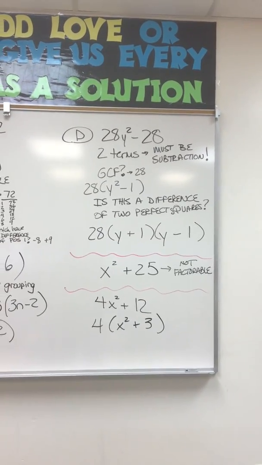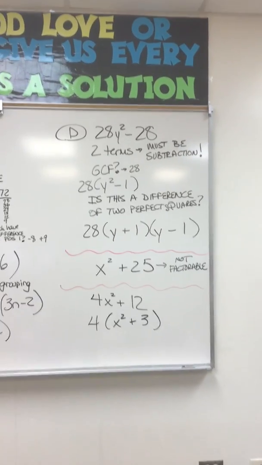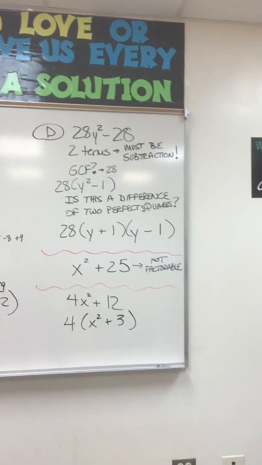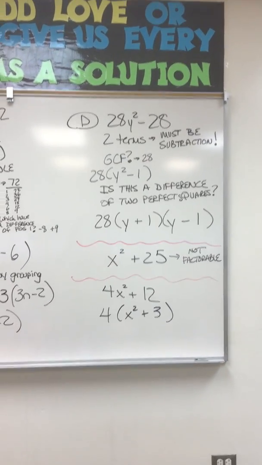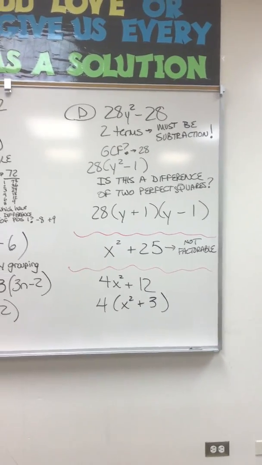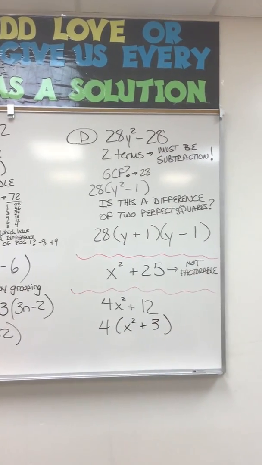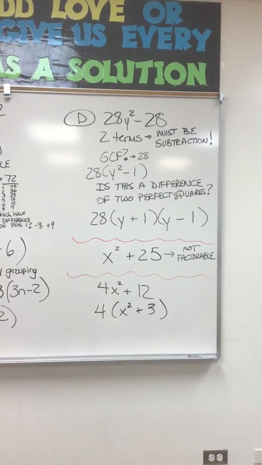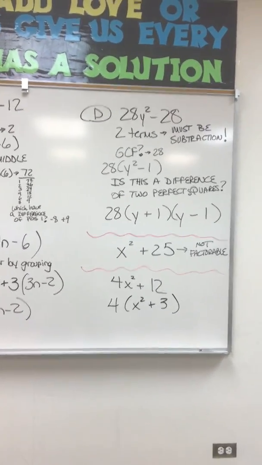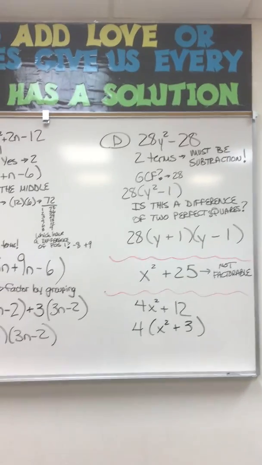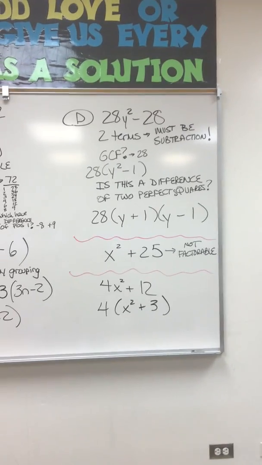So for this first example, 28y squared minus 28, I'm going to look and see if there's a GCF. In this case, there is. I can take out 28. So I do, and I'm left with y squared minus 1. Now I ask myself, is this a difference of 2 perfect squares? Is y squared a perfect square? Yes. Is 1 a perfect square? Yes. Is there a minus between them? Yes. So that means I can factor this into 2 binomials.